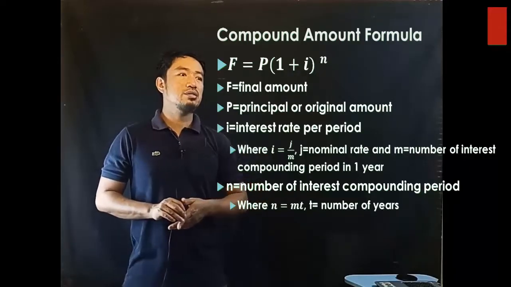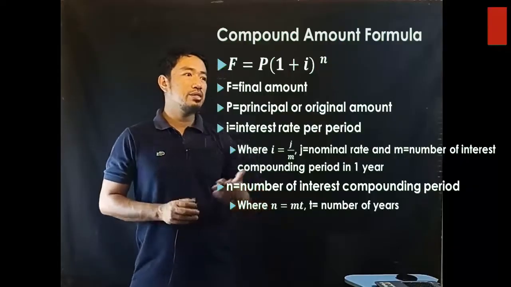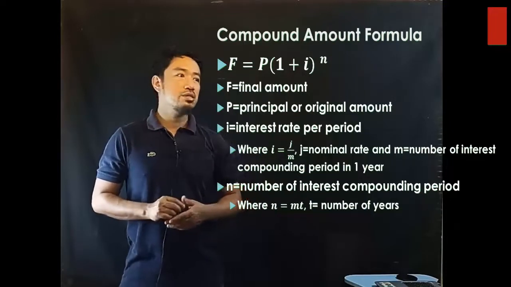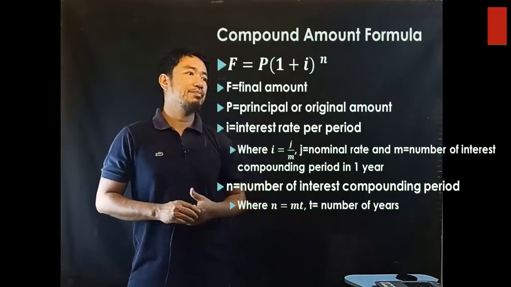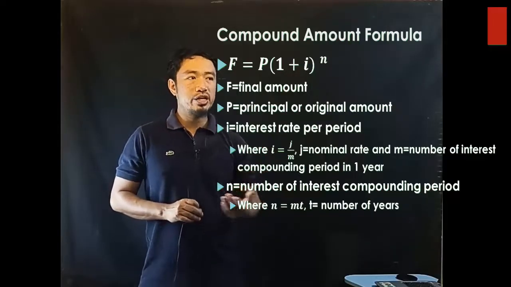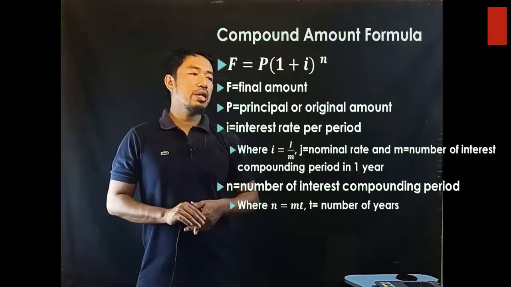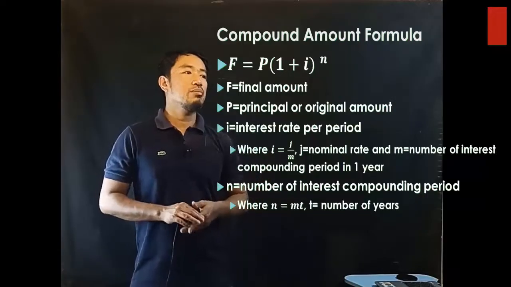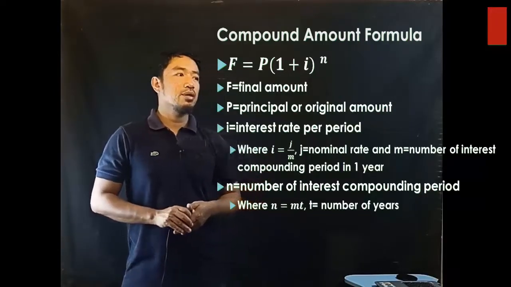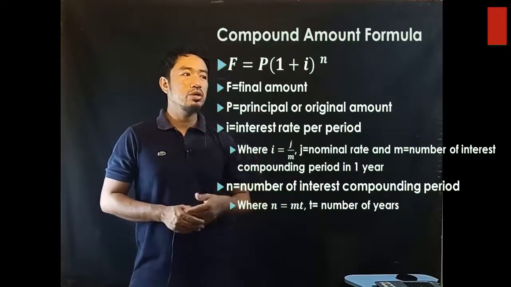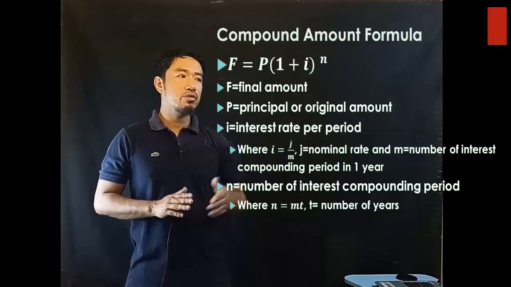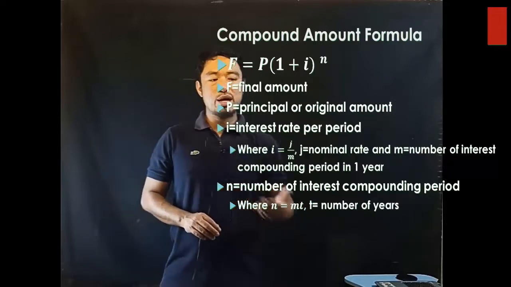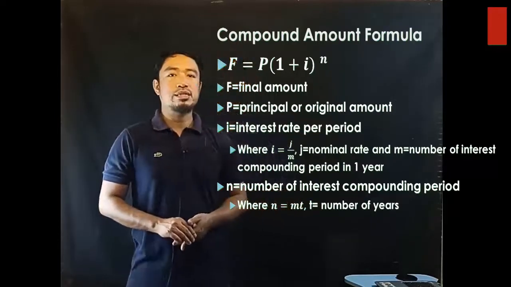I is the interest per compounding period, where I is equal to J over M. In other references, it is equal to R over M, where R or J is equal to the nominal rate or the interest within 1 year, over M, which is the number of compounding periods per year. And the exponent N is equivalent to the total number of compounding periods over the number of years being considered, where N is denoted by N is equal to M times T.